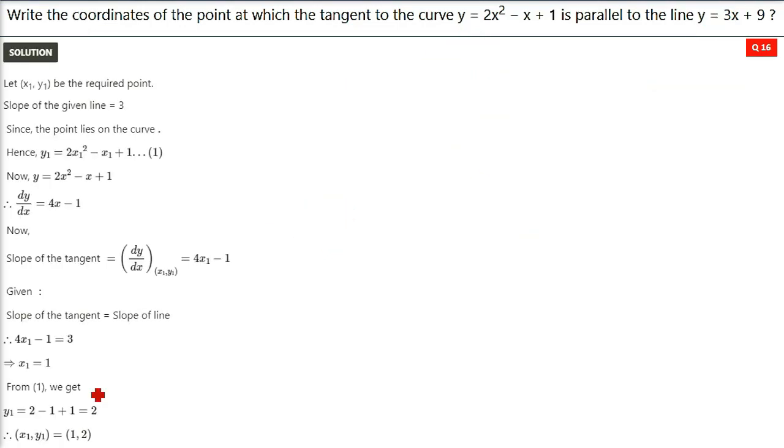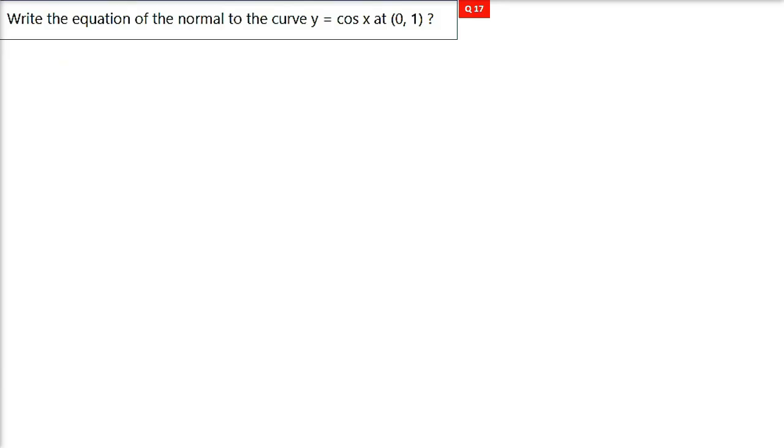So this is the reference solution for you. You can just follow this. Write the equation of the normal to the curve y equals to cos x at 0, 1. First we'll find out the tangent, then we can go about the normal. Y is equal to cos x, dy by dx will be equal to, cos x is minus sin x. Now what will be the value? Because 0 and 1 is already given, x and y is already given. This is the tangent, remember. So we have to find out the equation of the normal.